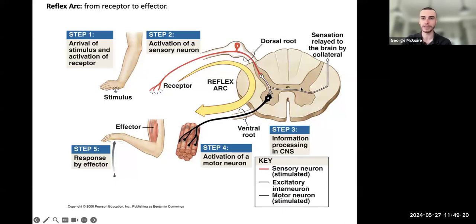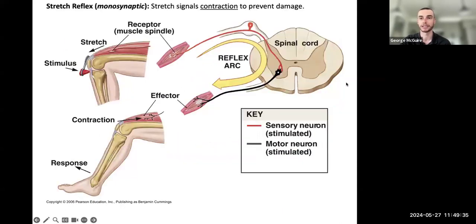So in some cases, we're going to skip that processor. And so we're just going to have a sensory neuron directly synapsing on a motor neuron to cause that response. And that's going to be an even faster reflex. That is called a monosynaptic reflex. So your patellar reflex is an example of a monosynaptic reflex.